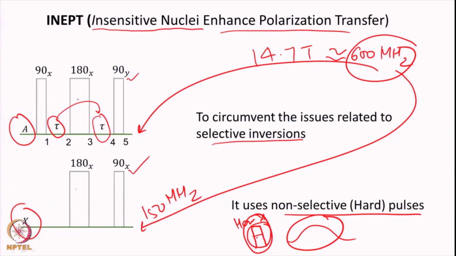So that is a simple pulse sequence for INEPT, starting with a 90 degree X pulse, then waiting for a tau period. I will explain in a minute what it actually is. Then after waiting for the tau period, we apply a simultaneous 180 degree X pulse on the A spin and X spin, again wait for a tau time period, then apply a 90 degree Y pulse on the A spin, followed by a 90 degree X pulse on the X spin, and detect it.